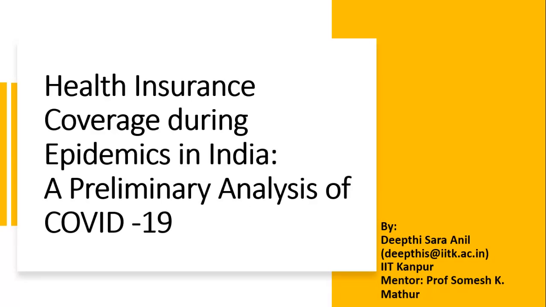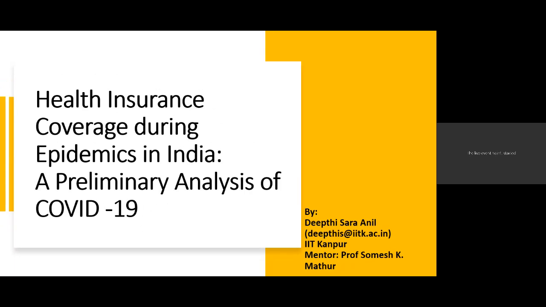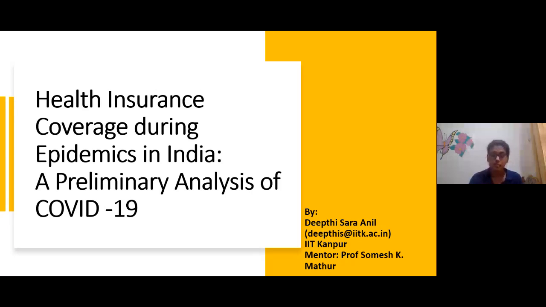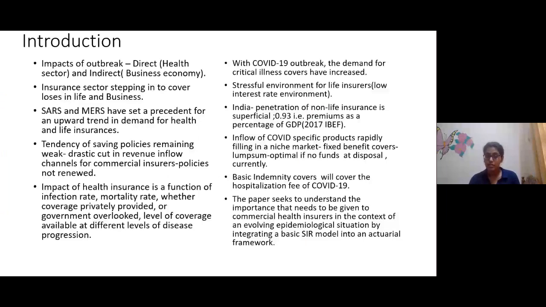All right. Good morning. The topic that I'll be presenting is called Health Insurance Coverage During Epidemics in India, a preliminary analysis of COVID-19. Whenever there is an epidemic outbreak, the impacts can be direct and indirect. Direct impacts would cover the health sector and indirect would obviously lend its influence to the business economy. We see insurance sectors all over the world stepping in to cover losses in life and business. And in 2002 and in 2011, we find precedents set by SARS and MERS showing an upward trend in demand for health and life insurance policies.